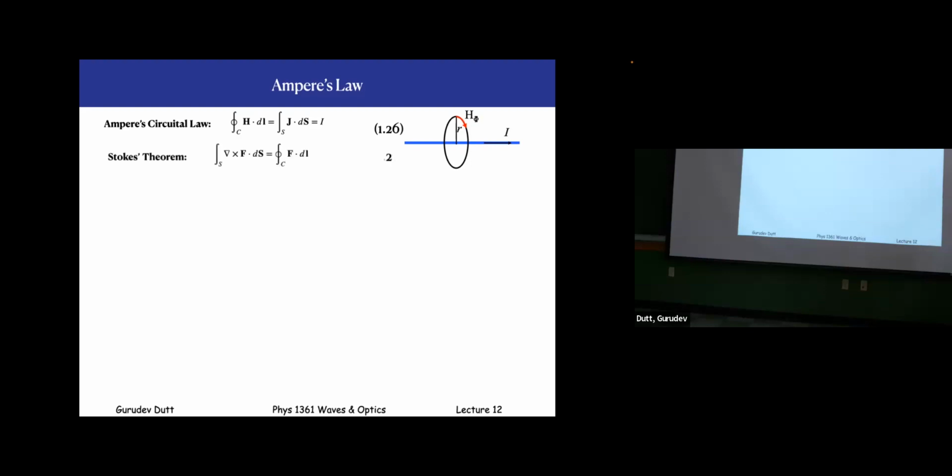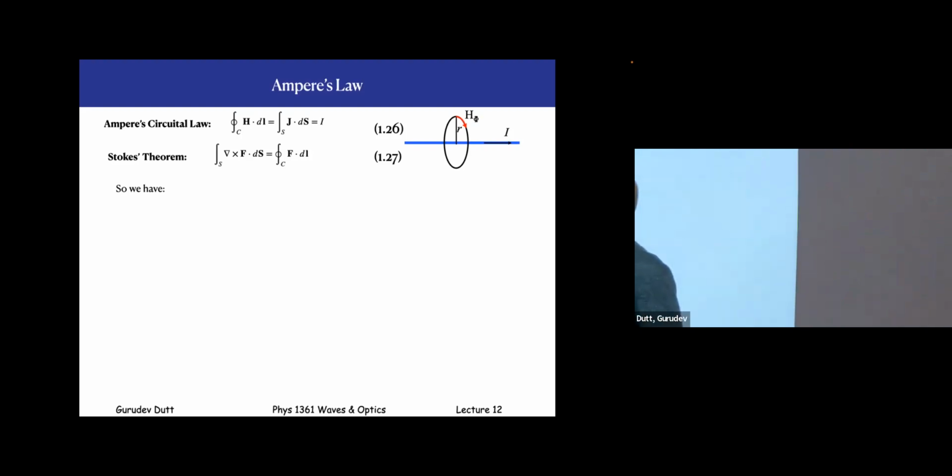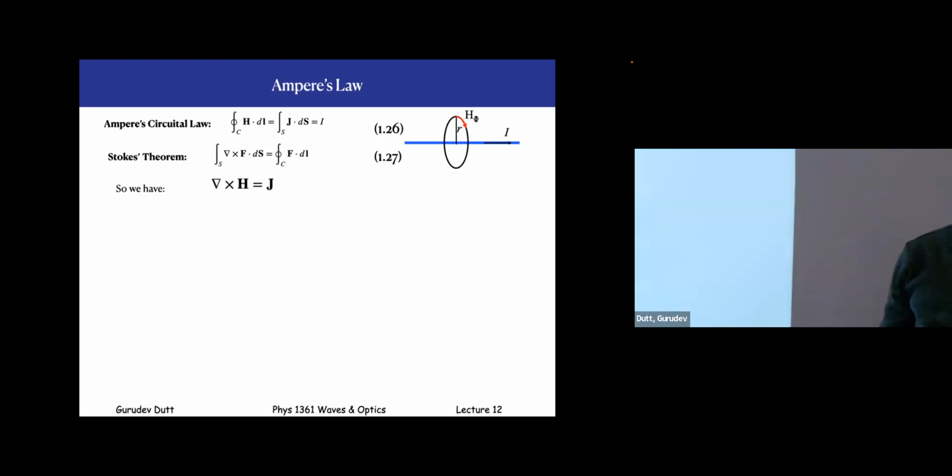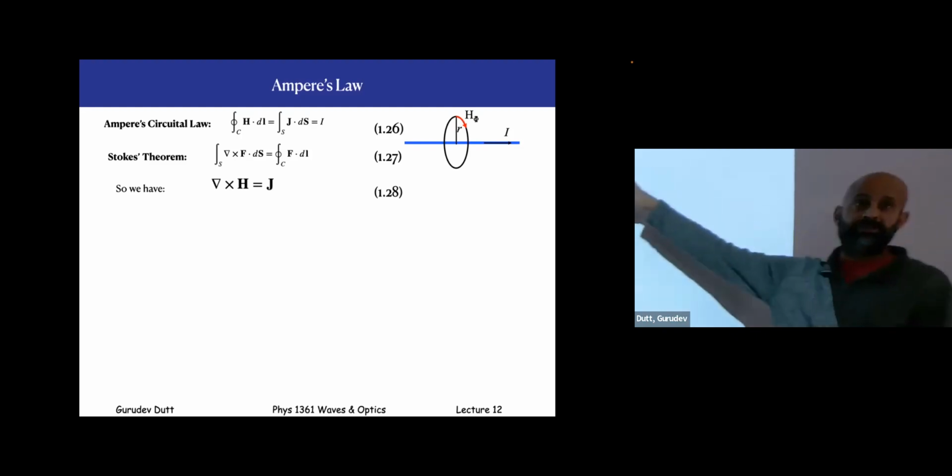Again, I apply that Stokes theorem, which is again in this form. I write the integral over the contour of F dot dl, which here is the integral over the contour of H dot dl, as del cross H dot ds. And therefore, I get now del cross H equals J. And this is what Ampere's law was until Maxwell came along.